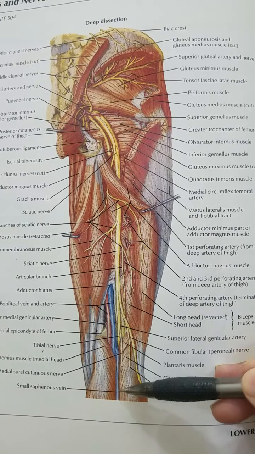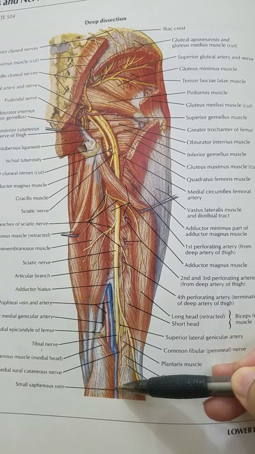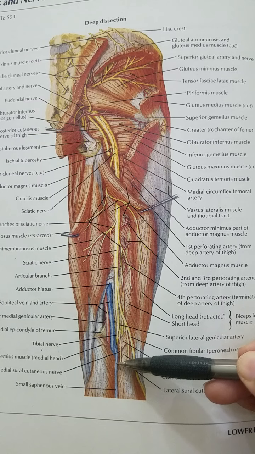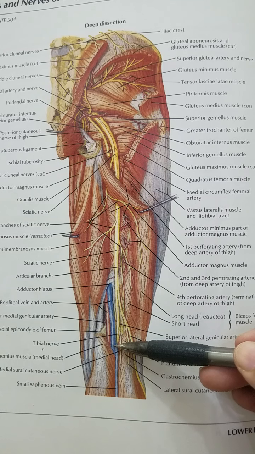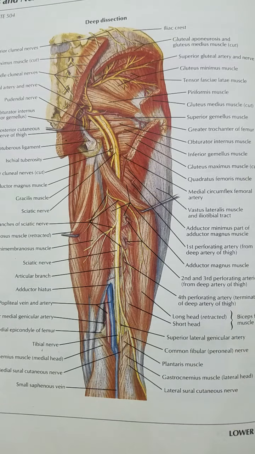Along with that, you can also see this here is the small saphenous vein, and here it's going to drain into the popliteal vein within the popliteal fossa.